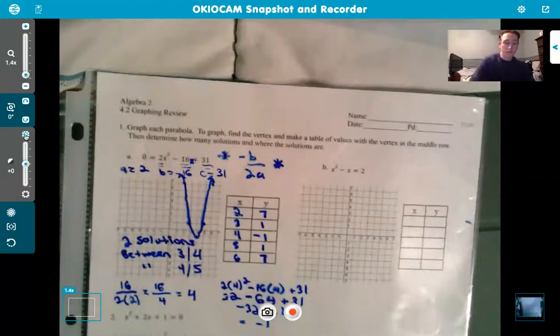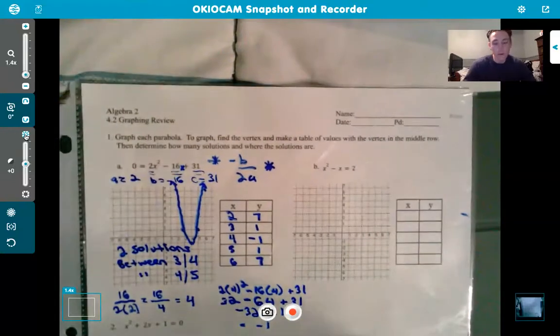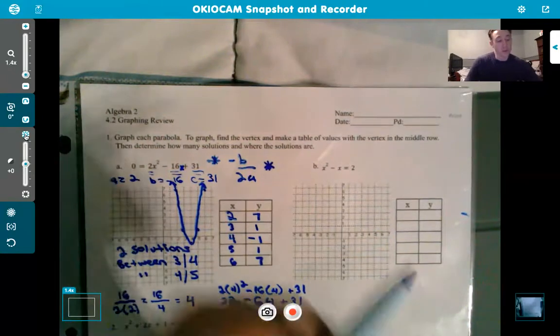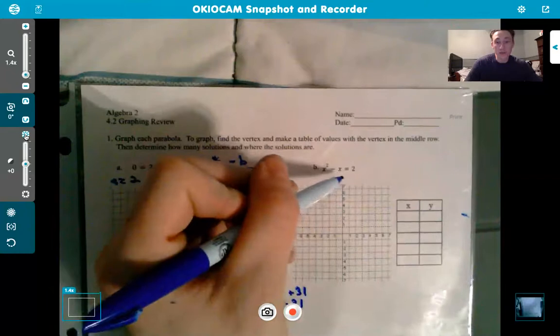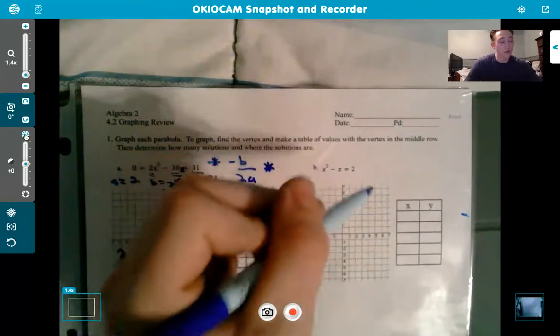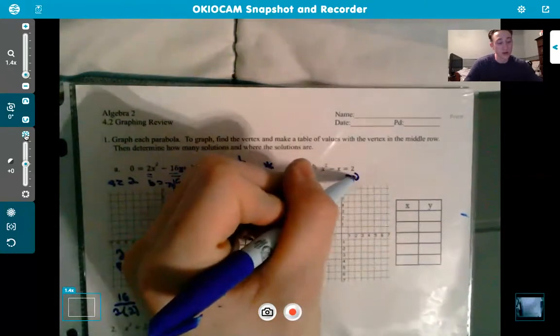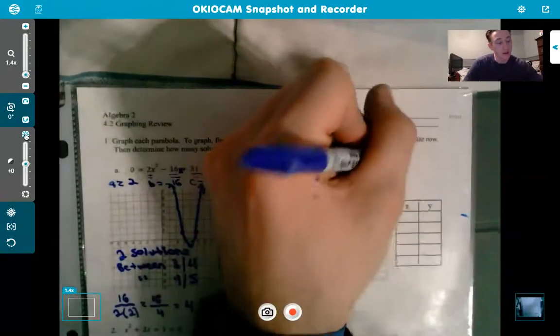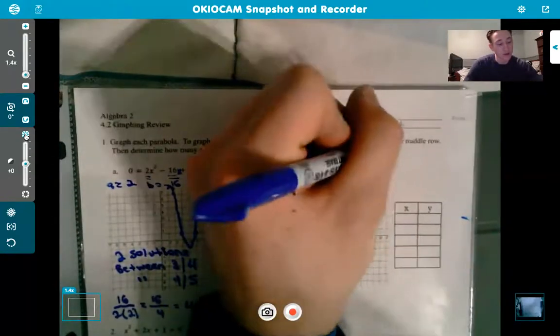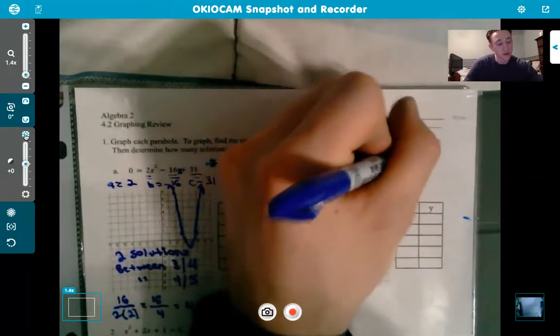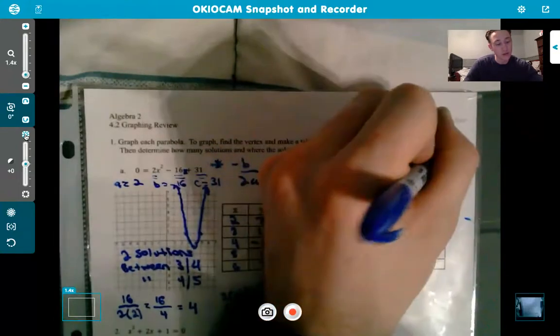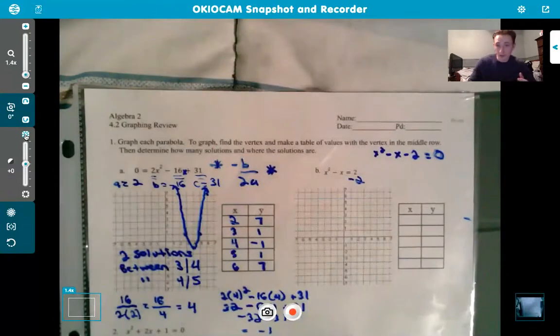Let's do the next example. I have x squared minus x equals negative 2. Excuse me, equals positive 2. I'm jumping ahead of myself there because I need to make sure this equation is set equal to 0. So I'm going to subtract the 2 from both sides to start. And now my equation is x squared minus x minus 2 equals 0. Just like in solving by factoring, we want to make sure that our equation is set equal to 0.